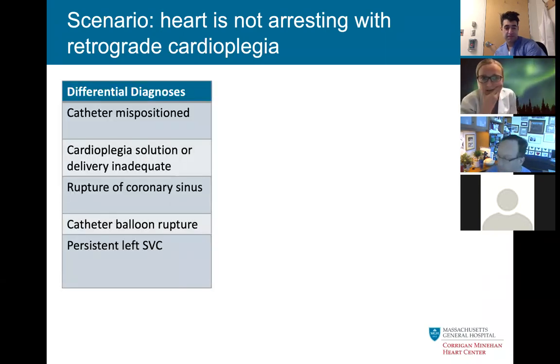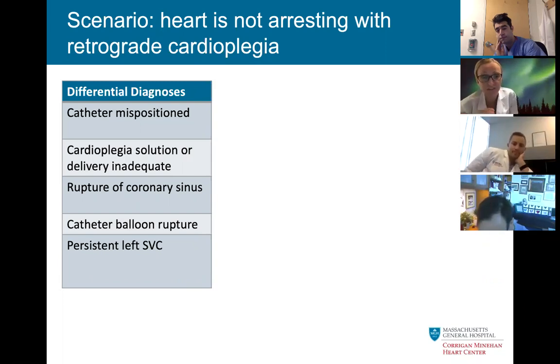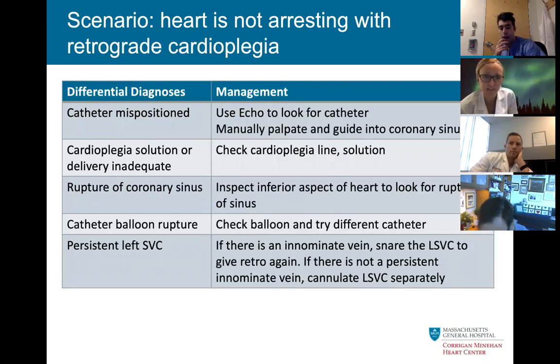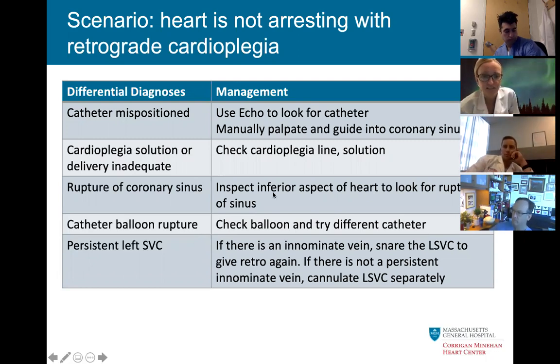Great. So catheter mispositioned, cardioplegia solution or inadequate delivery, rupture of the coronary sinus, balloon rupture, or a persistent left-sided SVC. In terms of management of these, for the catheter, you can use the echo to look for it. You can manually feel it. You can check your cardioplegia line or solution. If you are suspecting this, you could just look at the inferior aspect of the heart for the rupture, check the balloon, or try a different catheter.